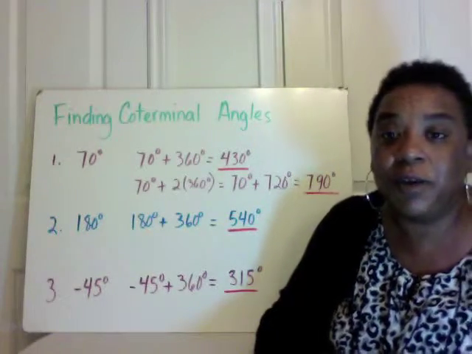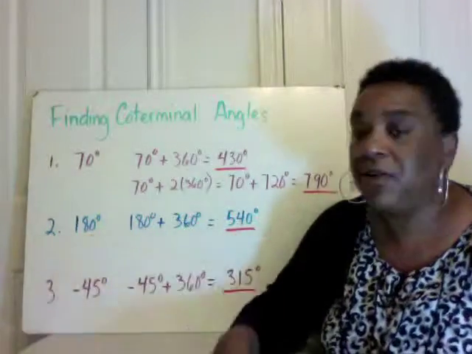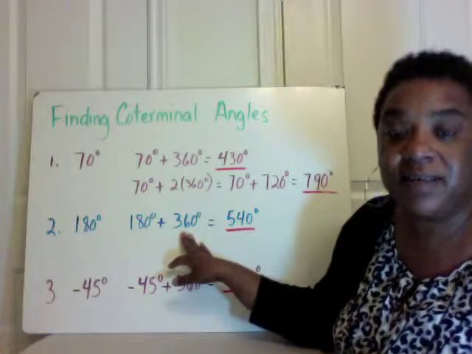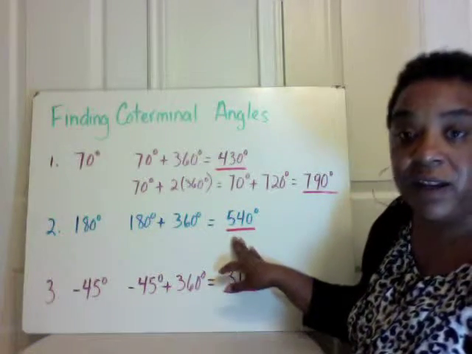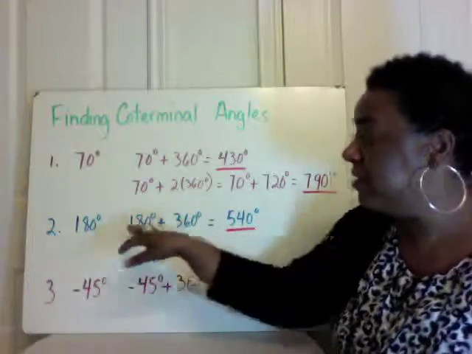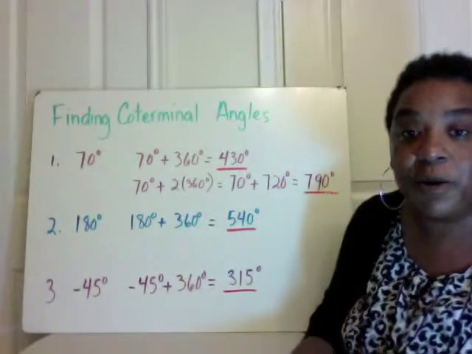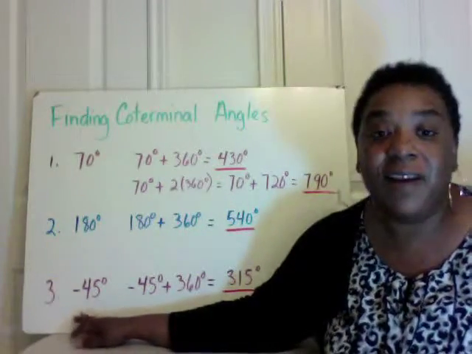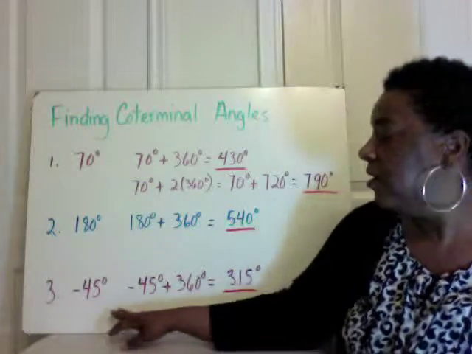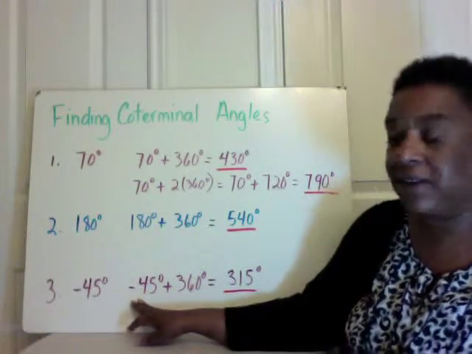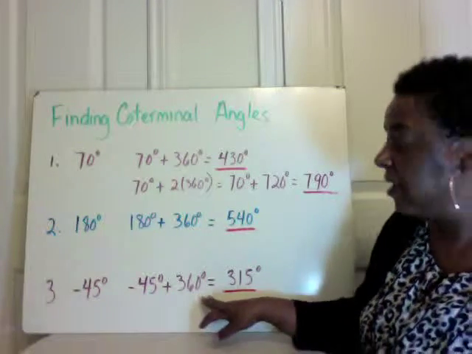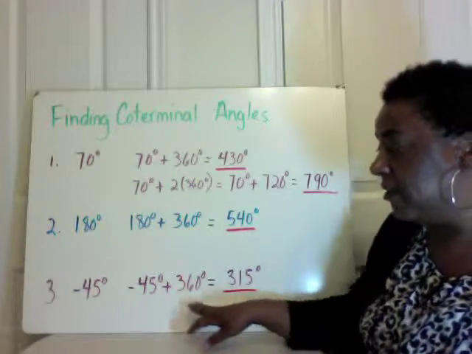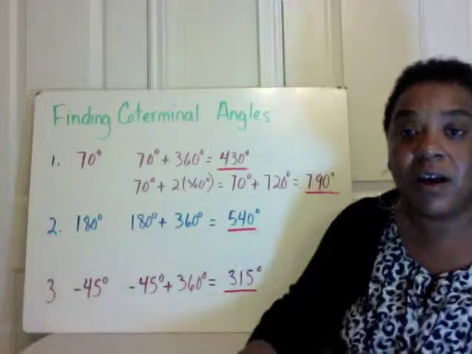Now let's find a coterminal angle for the angle that measures 180 degrees. So we have 180 degrees plus 360 degrees equals 540 degrees. So 540 degrees and 180 degrees are coterminal angles. In this last example, we have negative 45 degrees. So we say negative 45 degrees plus 360 degrees equals 315 degrees. So 315 degrees and negative 45 degrees are coterminal angles.